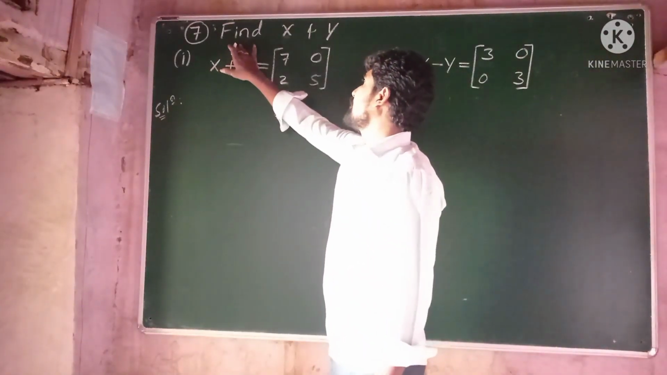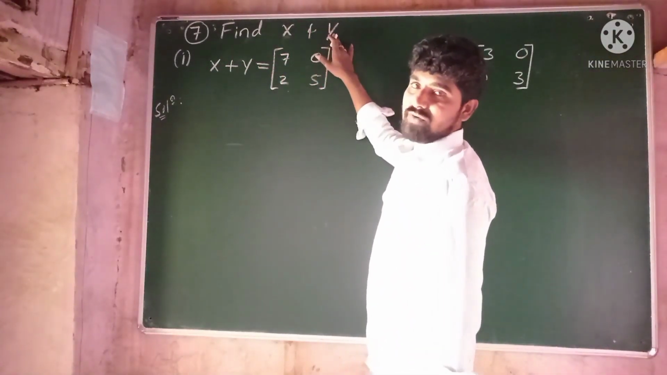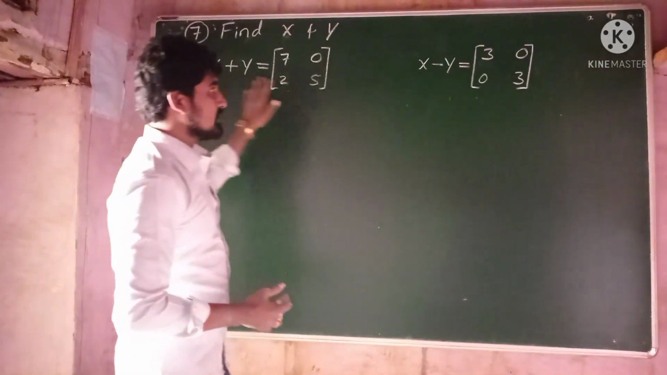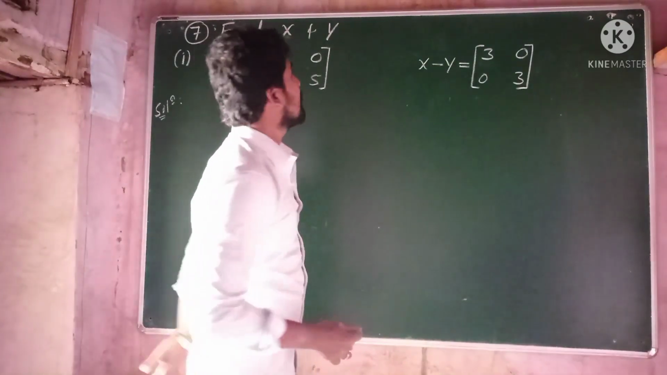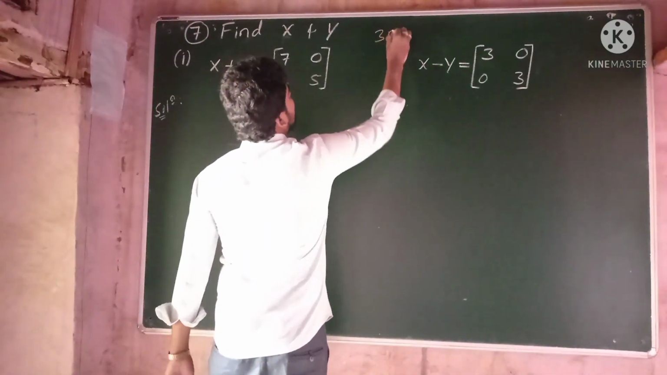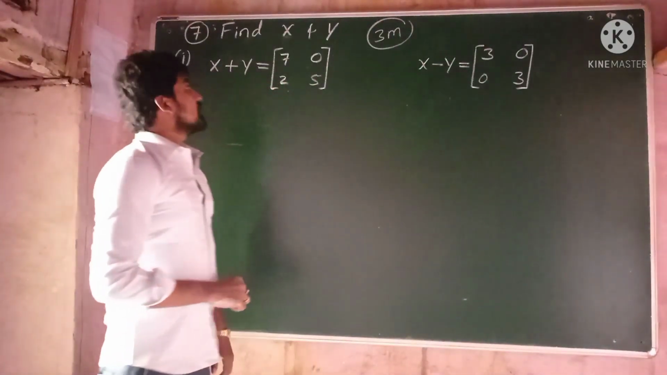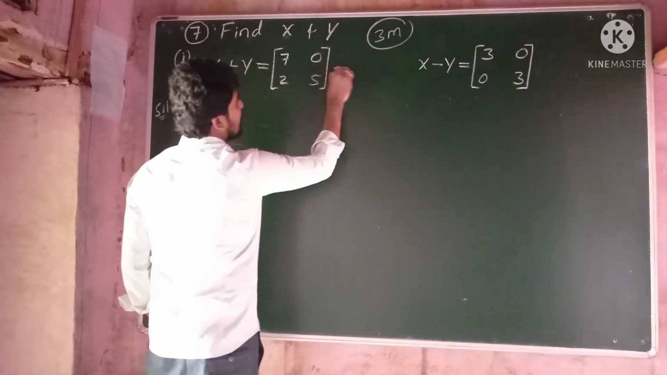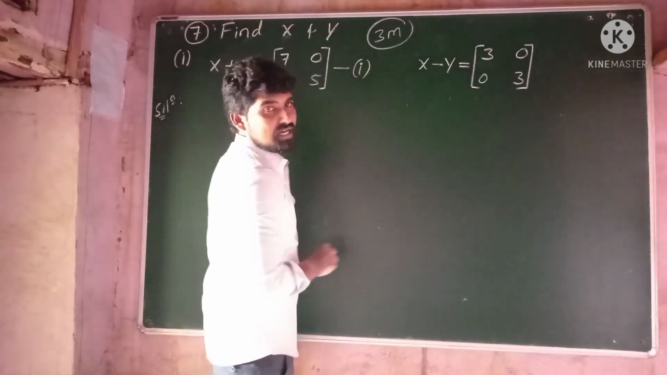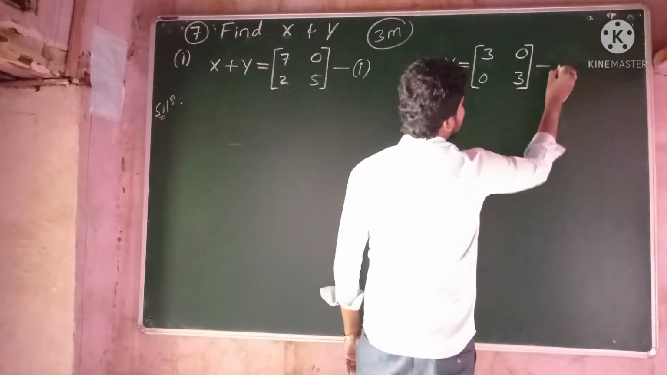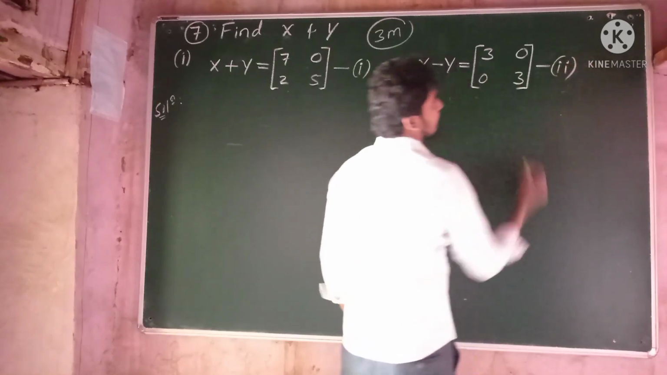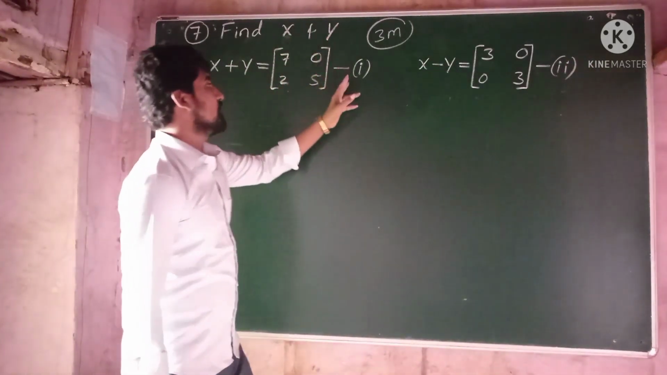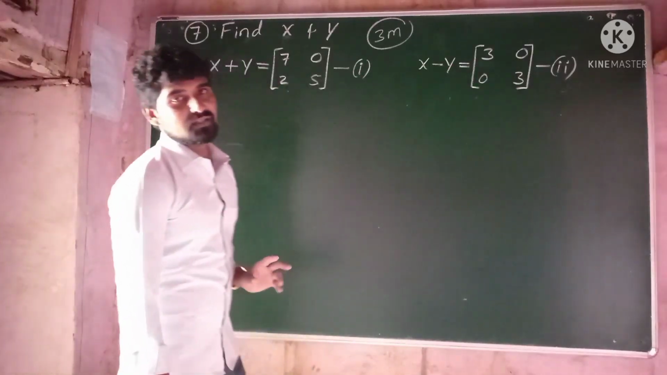Now the seventh question, find matrix X and matrix Y. For that, he has given the X plus Y matrix and the X minus Y matrix. This question is important for 3 marks. To find matrix X and matrix Y, call the X plus Y matrix equation number 1 and the X minus Y matrix equation number 2. To find matrix X and matrix Y, we need to solve these two equations.